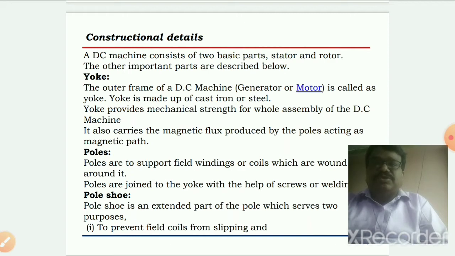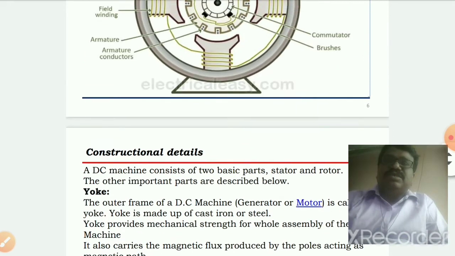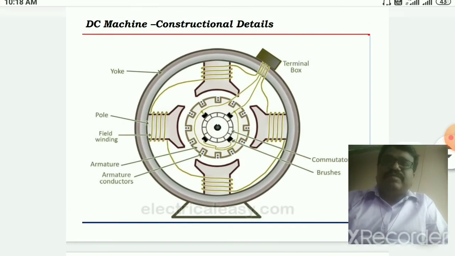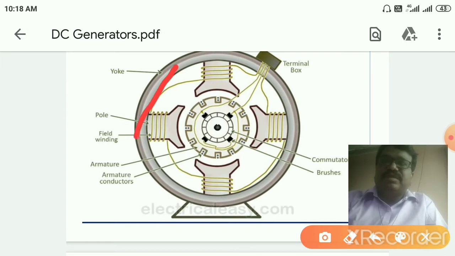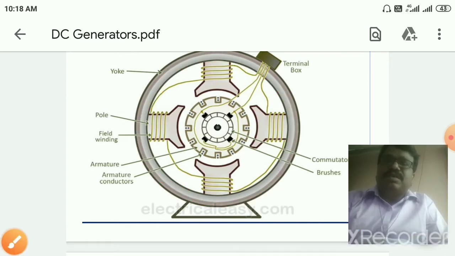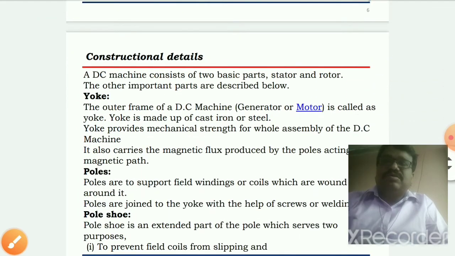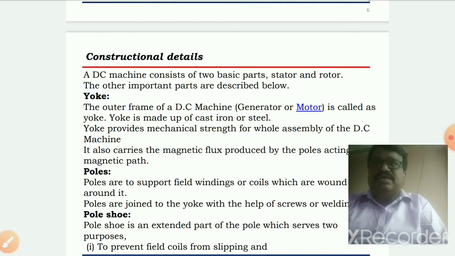Now coming to the yoke, what is the yoke of the DC machine? The yoke is the outer frame of the DC machine. This comes under the outer frame of the DC machine. It is called the yoke of the DC machine. So it's simply like the skin of our body.